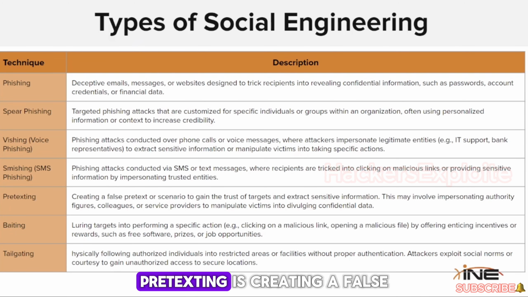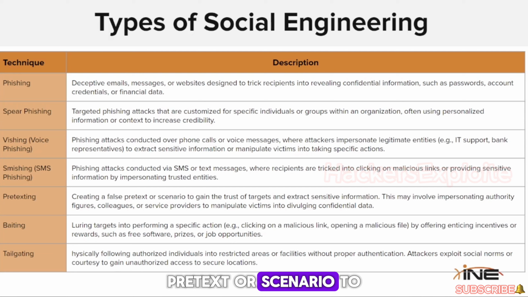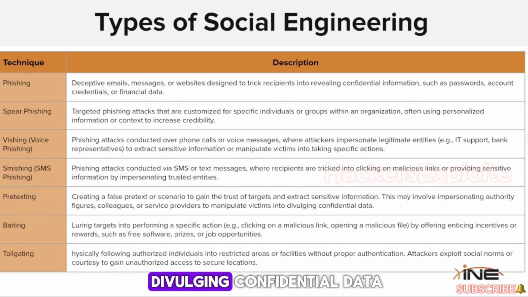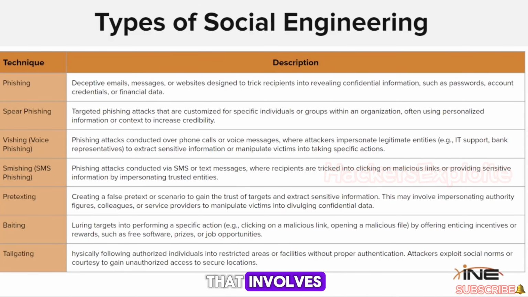So pretexting is creating a false pretext or scenario to gain the trust of targets and extract sensitive information. And this may involve impersonating authority figures, colleagues, or service providers to manipulate victims into divulging confidential data. You then have baiting, so that involves luring targets into performing a specific action, like clicking on a malicious link, opening a malicious file, etc.